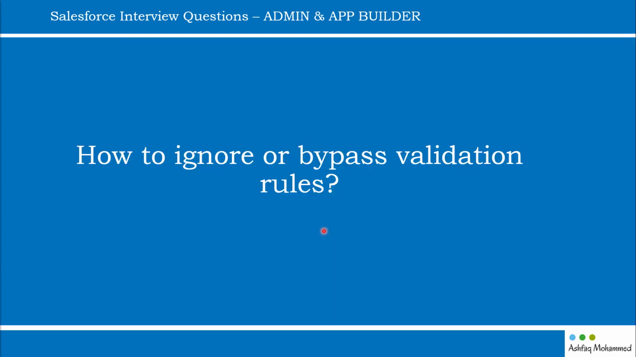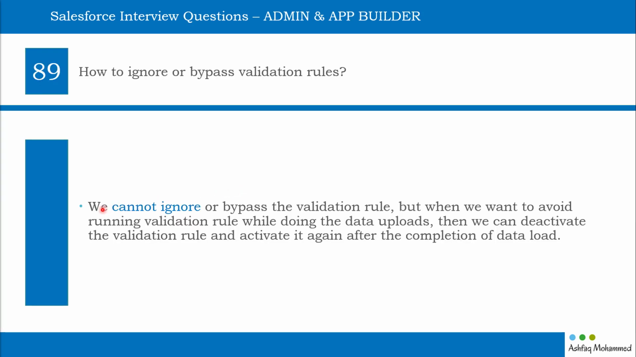Next question is how to ignore or bypass a validation rule. There are multiple scenarios wherein we have to ignore or bypass the validation rule, right? So can we do that? Let's see. If it is written, then we cannot bypass. That is what I'm trying to explain here. There are two answers to this question. If there is any option to just go ahead and bypass it, no, we don't have that ready-made option, but we can do that.